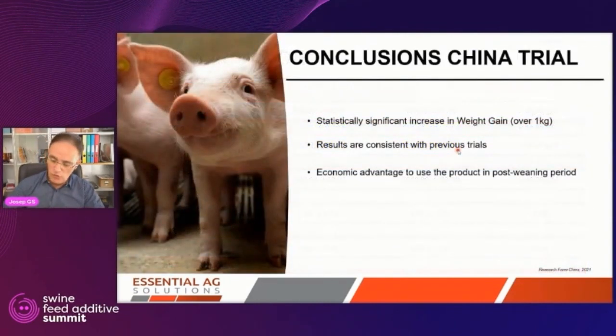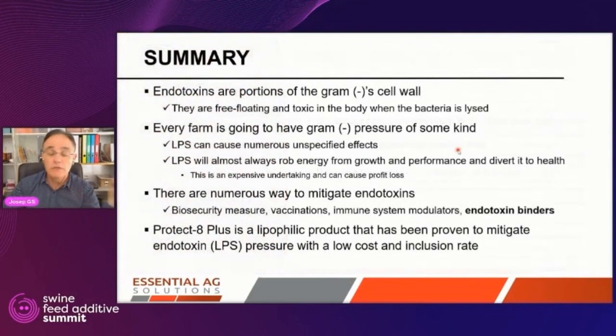Okay, so in summary, we explained a little bit what endotoxins are. They are an integral component of the gram-negative bacterial cell wall. Why is there always some pressure of endotoxins, even in healthy animals and good farms? You still have, of course, part of the naturally occurring balanced microflora. You will have some gram-negative bacteria.